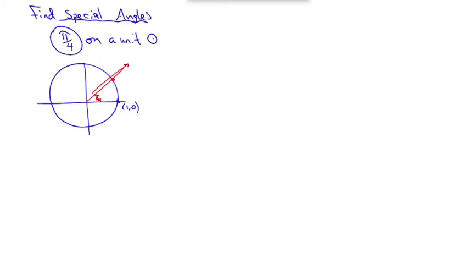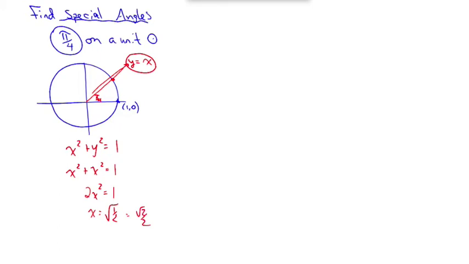Y equals X. It's a 1-to-1 ratio. So if I set up x squared plus y squared equals 1, y is going to be equal to x, so it's just x squared plus x squared equals 1. So it's 2x squared equals 1. x is the square root of 1/2, but you can't leave it that way. So x is square root of 2 over 2.